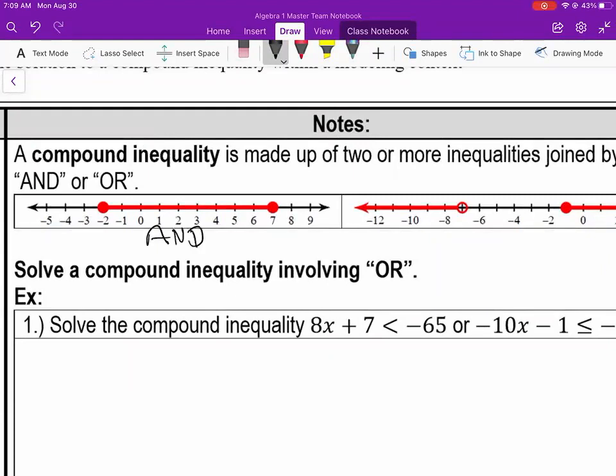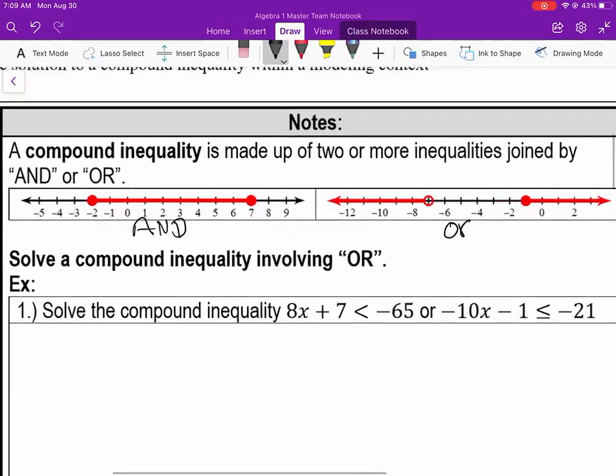Basically, the first one that you see is what we call an "and" form. And that means that there is an intersection. They both connect to each other. The "or" one, there's a disconnection there. One goes one direction, the other one goes the other direction. So those are the two compound inequalities that you're going to be seeing today.